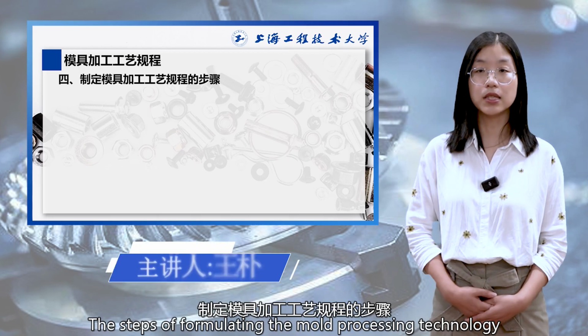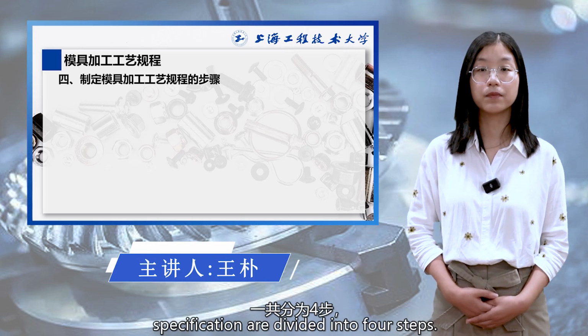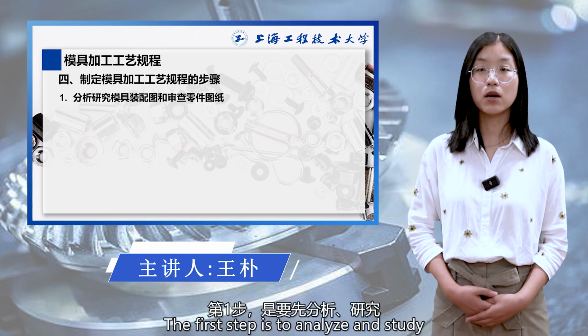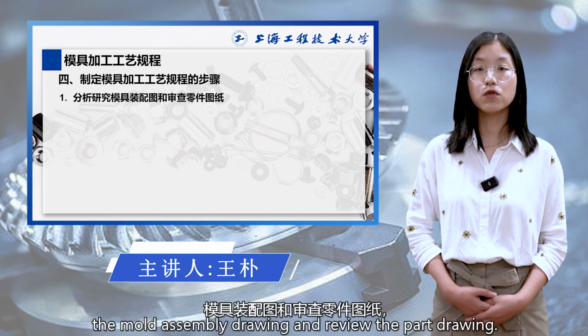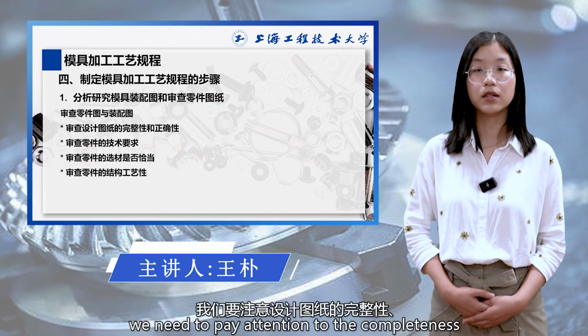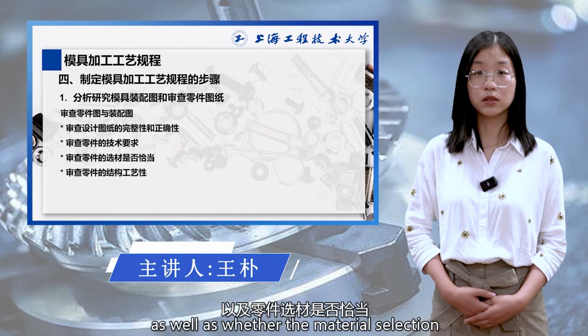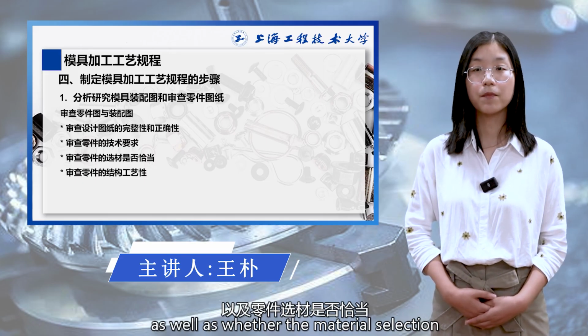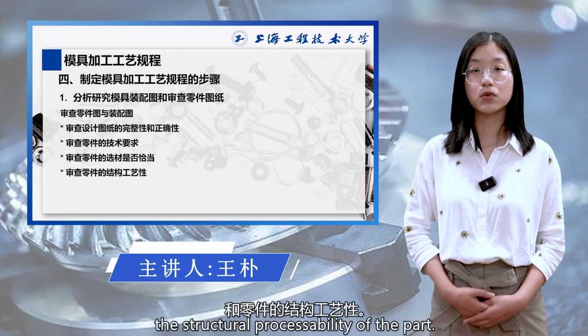The steps of formulating the mold processing technology specification are divided into 4 steps. The first step is to analyze and study the mold assembly drawing and review the part drawing. In the process of reviewing the part drawing and assembly drawing, we need to pay attention to the completeness and correctness of the design drawing, the technical requirements of the part, as well as whether the material selection of the part is appropriate and the structural processability of the part.